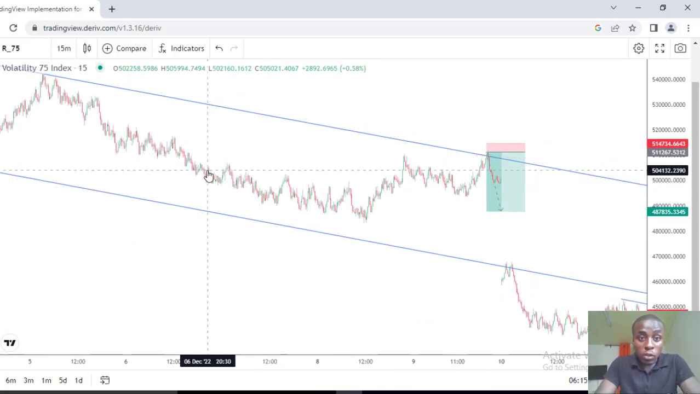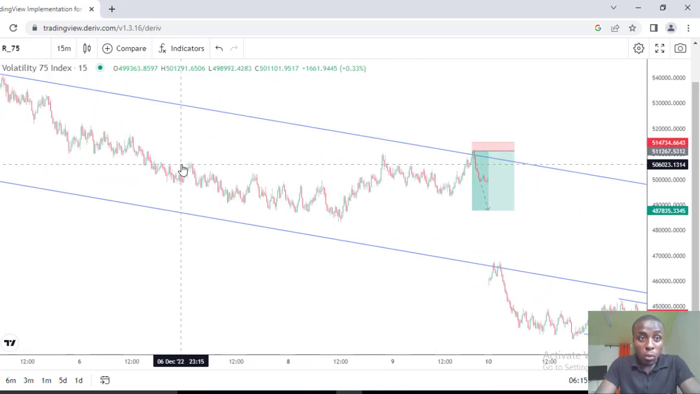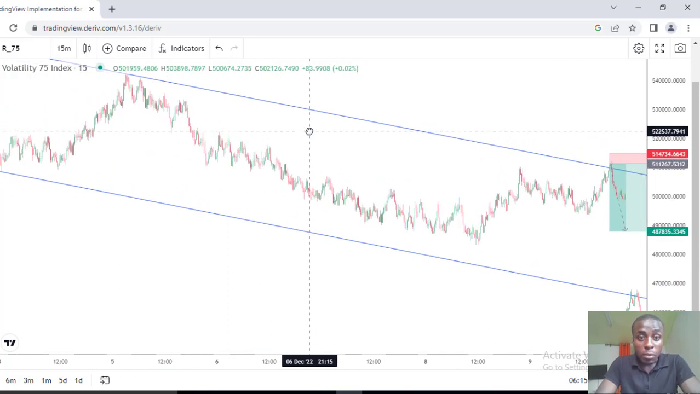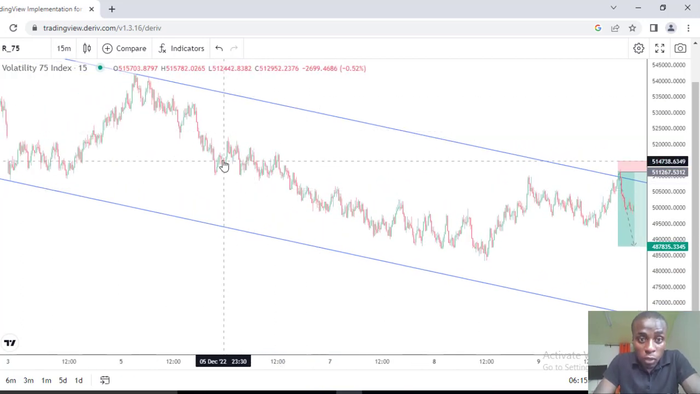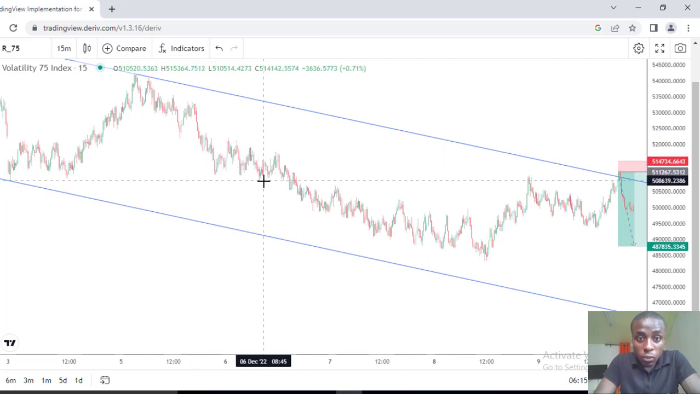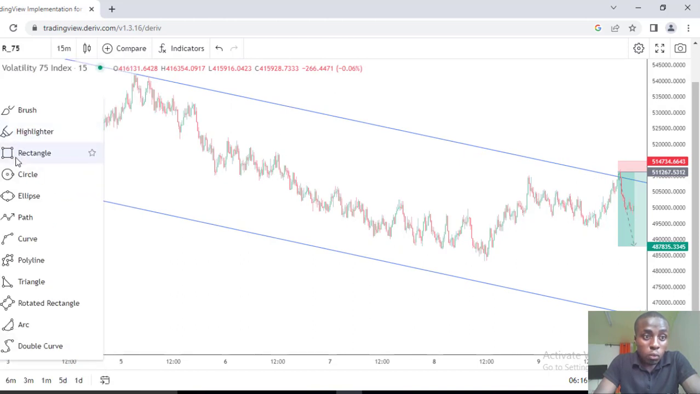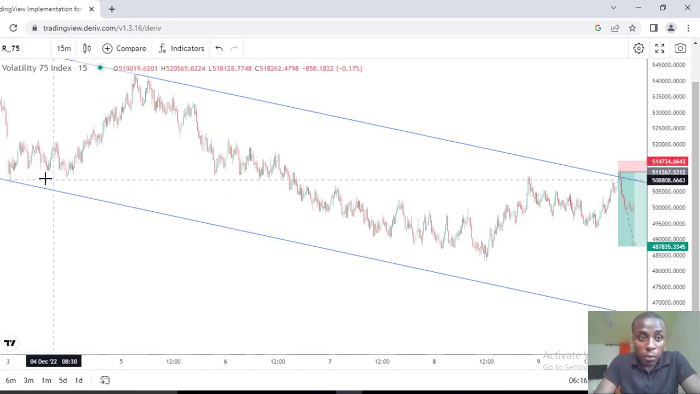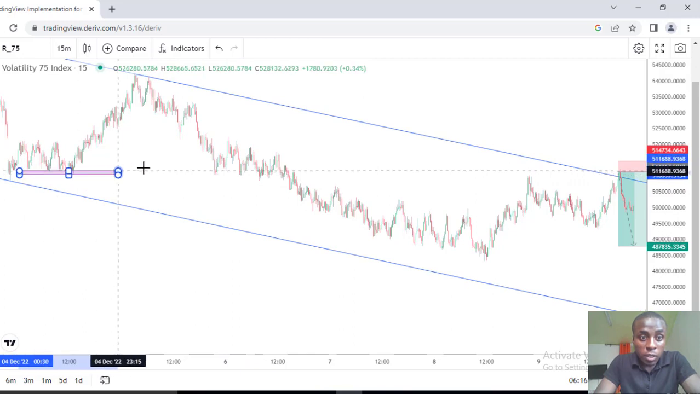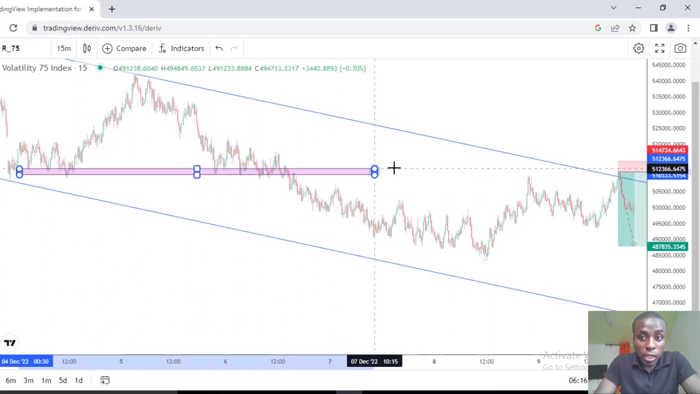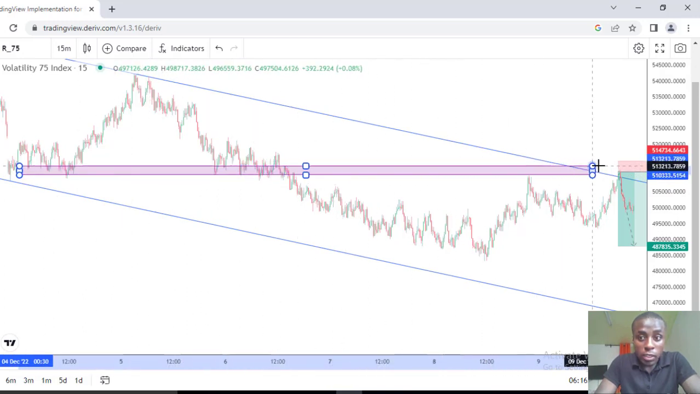And you know that whenever you see price reject in a particular zone for a couple of times, it becomes a demand and supply zone. Now if you look at this zone here, you can see we have rejection once, twice, thrice. If you pick up your rectangle here, for instance, you are going to see that we have this zone where price has been rejected a couple of times. You can see it's so clear.